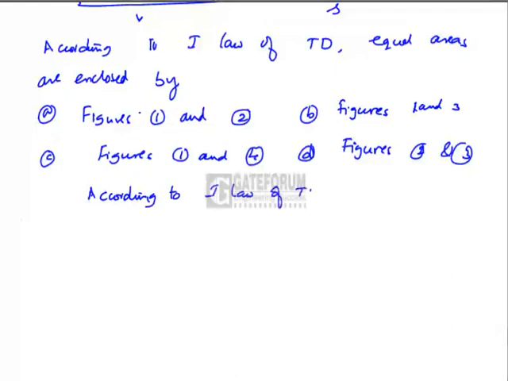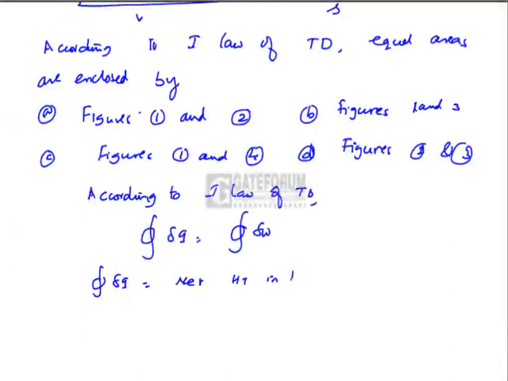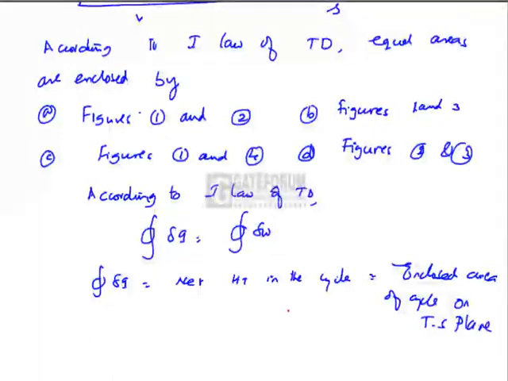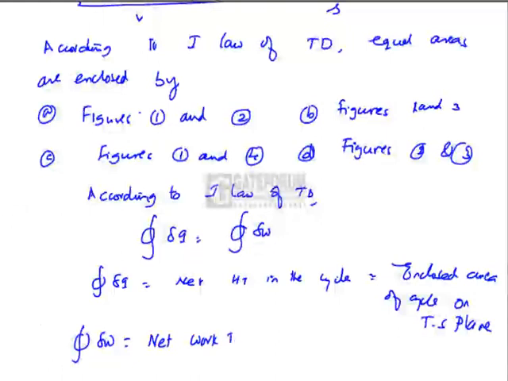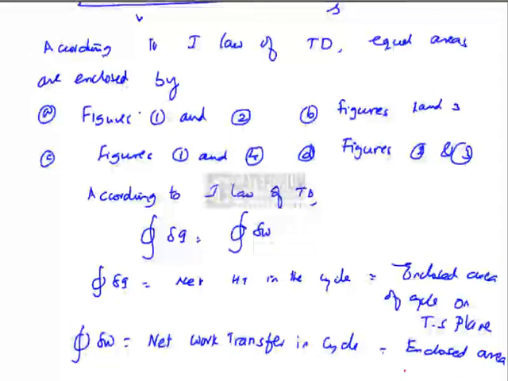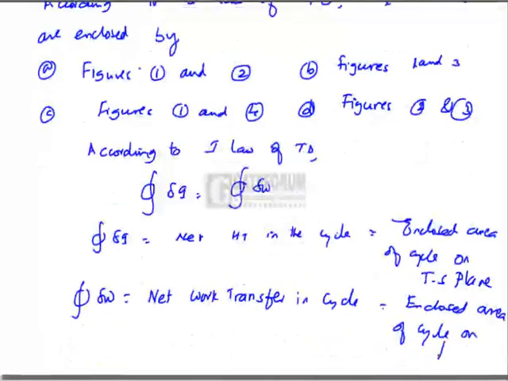of thermodynamics, cyclic integral of delta Q is equal to cyclic integral of delta W. Cyclic integral of delta Q is nothing but net heat transfer in the cycle, which is equal to the enclosed area of cycle on TS plane. Similarly, cyclic integral of delta W is equal to net work transfer in cycle, which is equal to enclosed area of cycle on PV plane.